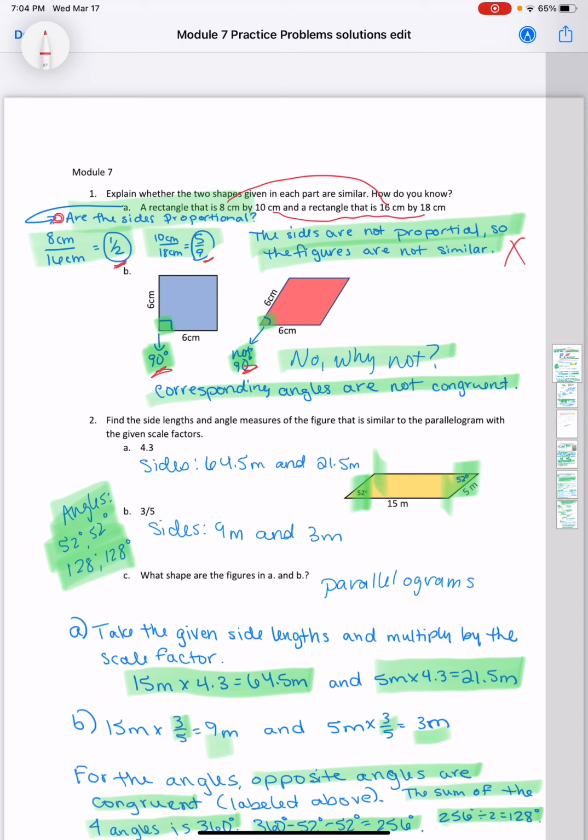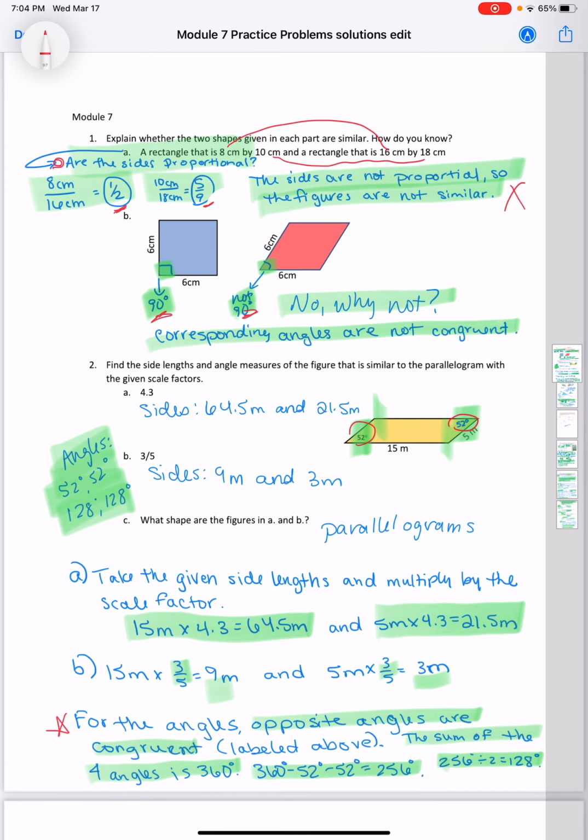For number 2, the angles you can start with for either A or B. We're given this 52 degrees and opposite angles are congruent, which makes this 52 degrees. And then the sum of the angles in any four-sided figure is 360 degrees. So I can subtract those two 52 degree angles and I'm left with 256 degrees to split between the remaining two, which makes them each 128 degrees.